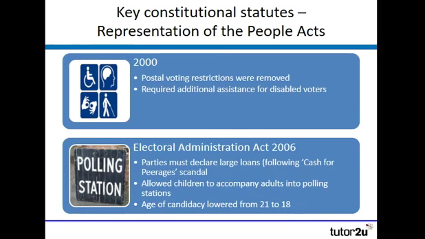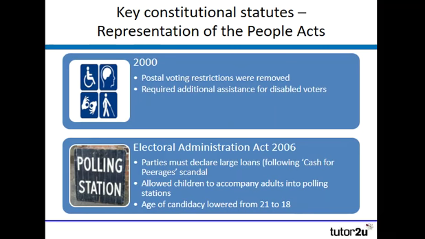Those restrictions were removed in 2000, and the 2000 Act also required polling stations and candidates to provide additional assistance for disabled voters. The Electoral Administration Act of 2006 was very similar in intention to the Representation of the People Acts. The age of candidacy, in other words, the age at which you can apply to become an MP or try and become an MP, was lowered from 21 to 18.